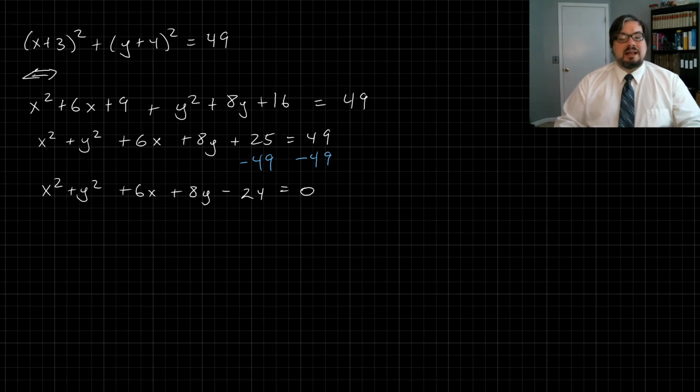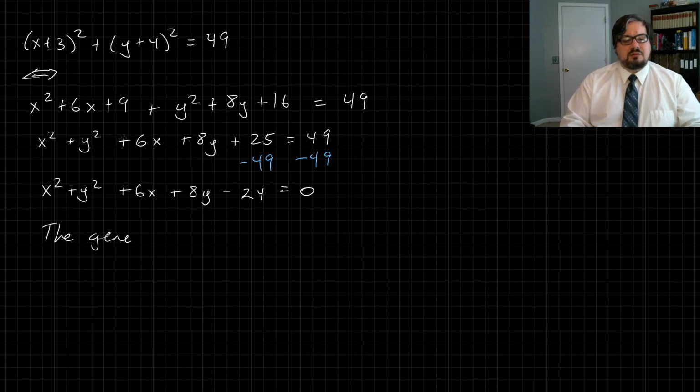Now, of course, we can't read the center and radius of this circle off directly the way we could before. You'll notice that 3 and 4 and 49 don't appear in this form. Nevertheless, this is another common form that we see the equation of a circle in, and this is called the general form of the equation of a circle.